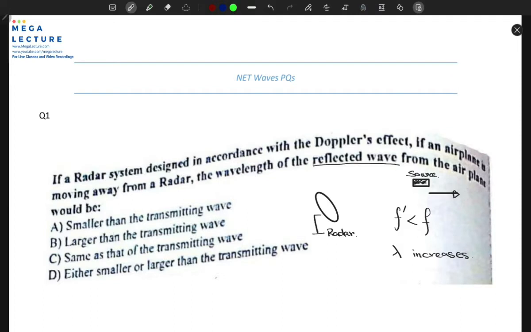So here we have some options. We have smaller than the transmitting wave. That's not true because we have concluded that it's going to increase. Larger than the transmitting wave; same as that of the transmitting wave, this is not true as well. Either smaller or larger than the transmitting wave. Well, clearly it has to be larger because it's moving away, and so this is not true, and hence we choose the option which says that it is larger than the transmitting wave, which is option B.